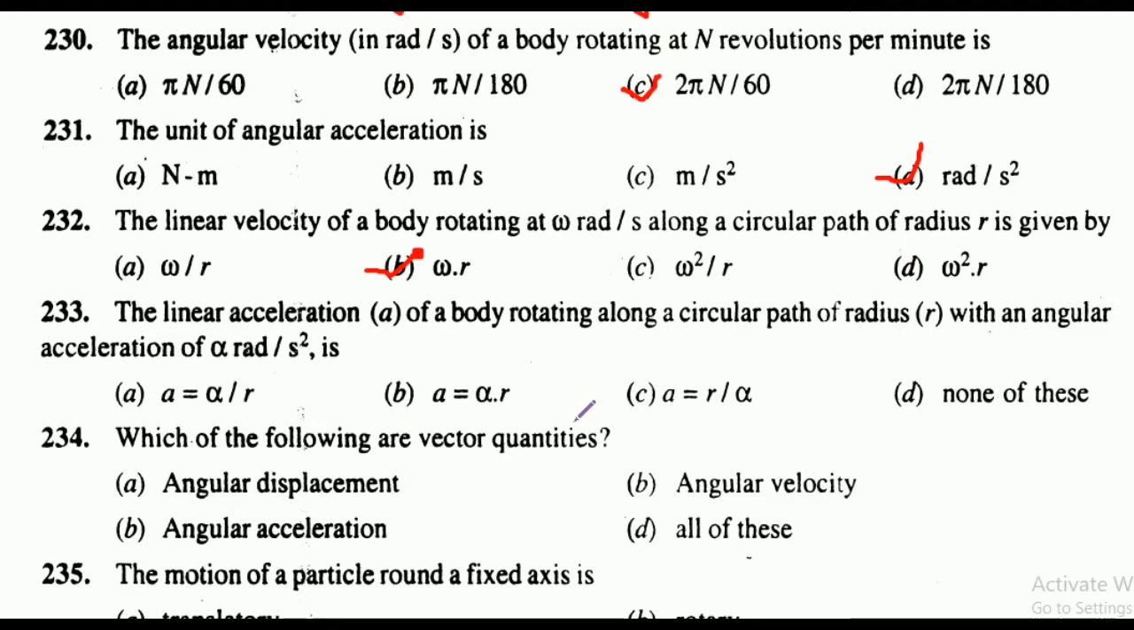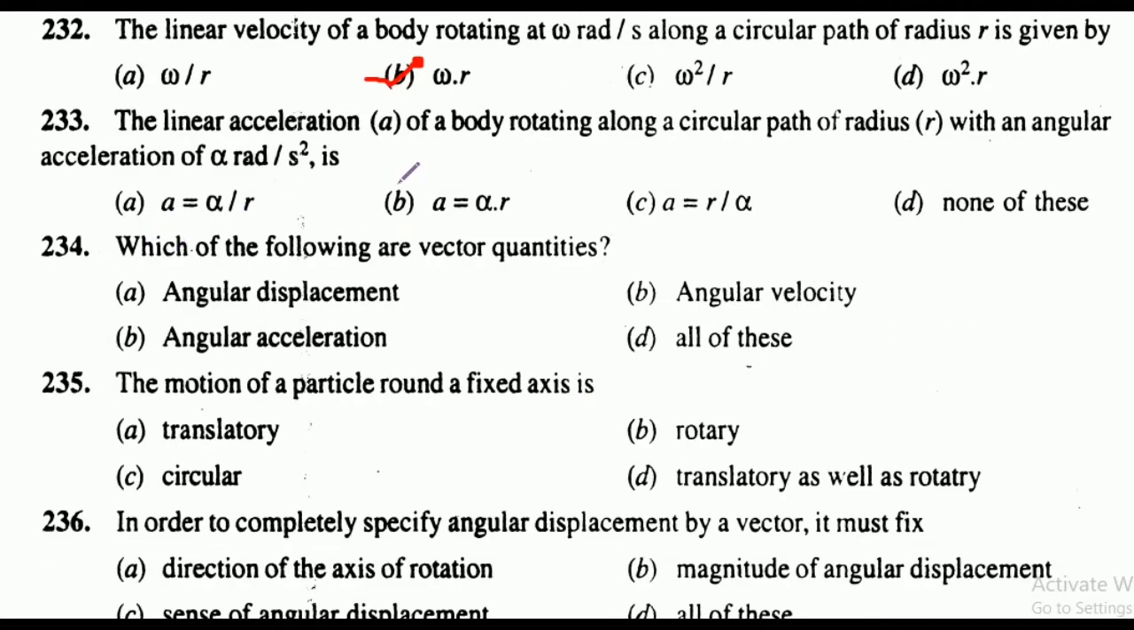Next is, the linear acceleration A of a body rotating along a circular path of radius r with an angular acceleration of alpha radian per second square is. Here friends, these are the options, and here the correct answer is option B, that is A is equal to alpha r. Next is, which of the following are vector quantities?